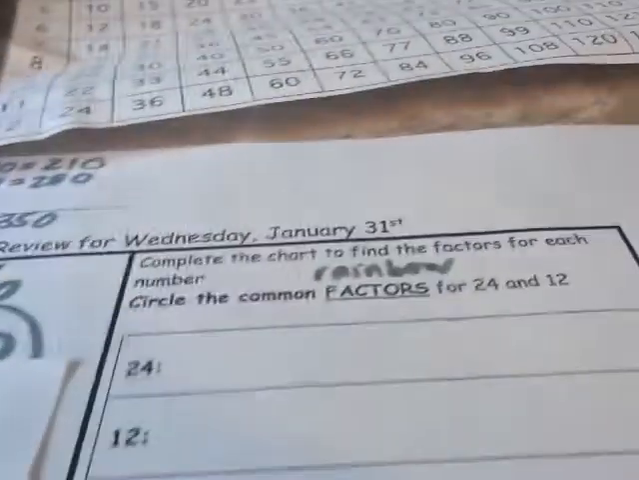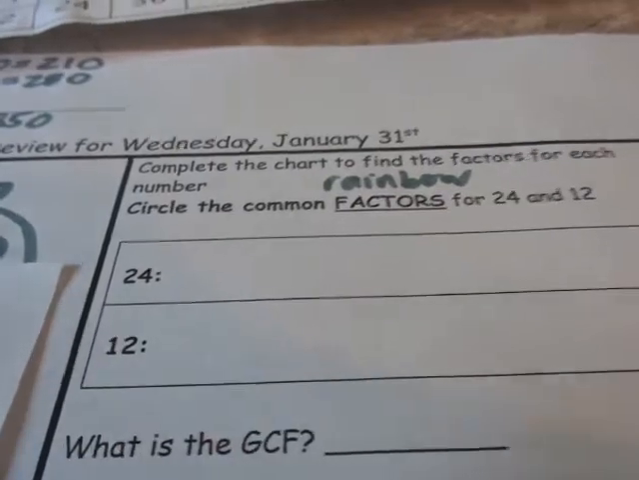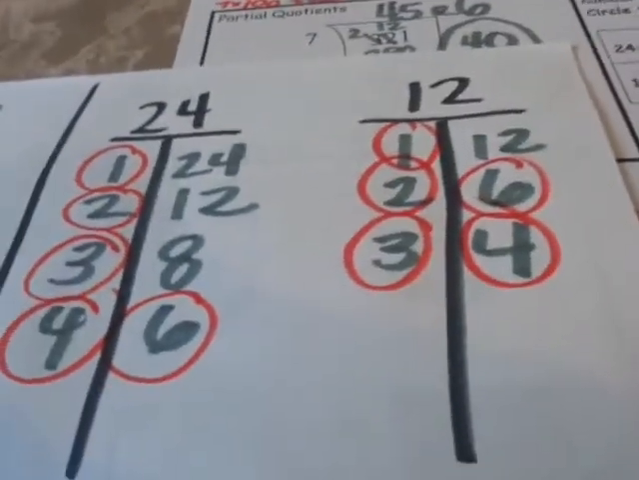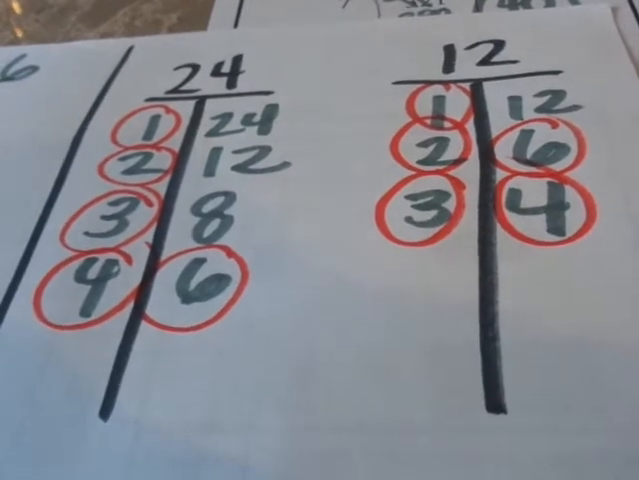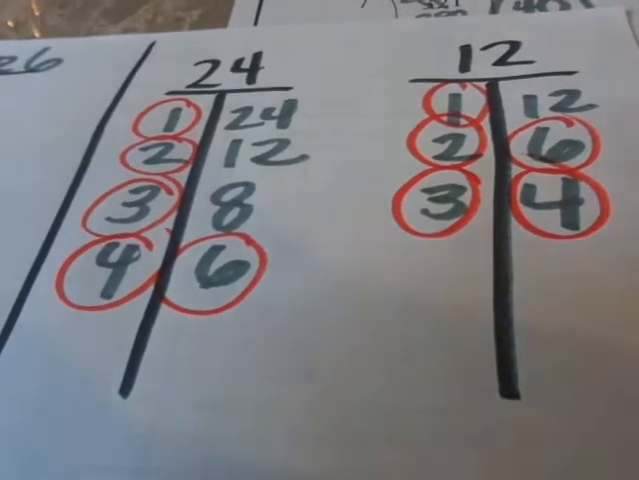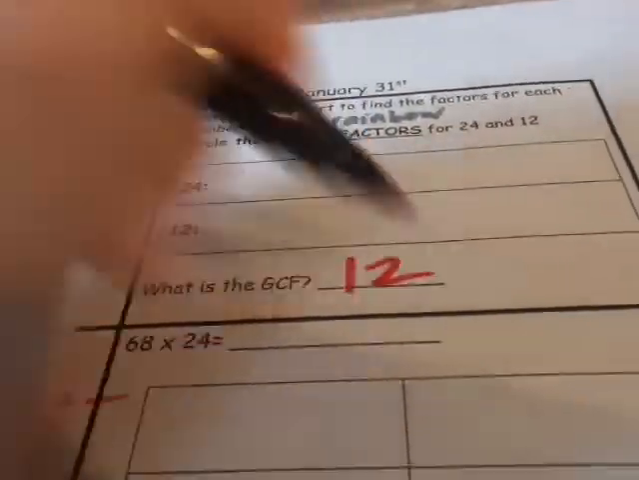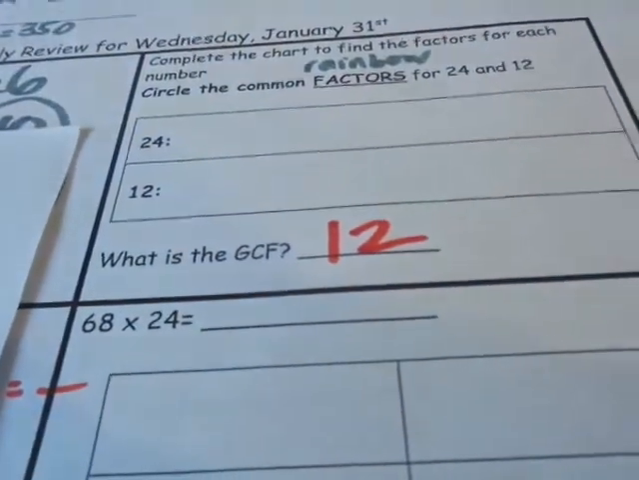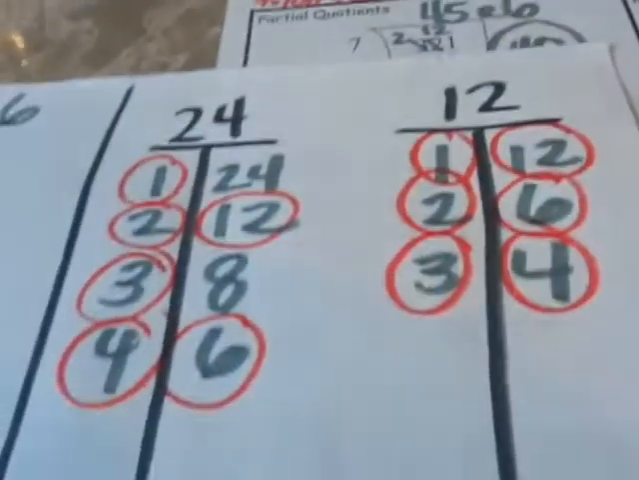So, the next part of this is, what is the GCF? What is the greatest common factor? So out of these numbers, what's the biggest one you circled? But wait, I'm not done. I forgot one. I just noticed I forgot to circle a common factor. 12. And that is the GCF, which is 12. Oh, I hope you caught that mistake. Now make sure you have your work shown in this area just like I have mine.